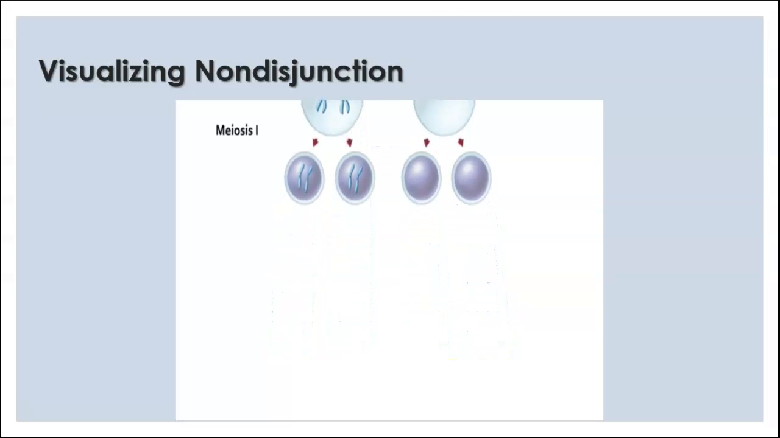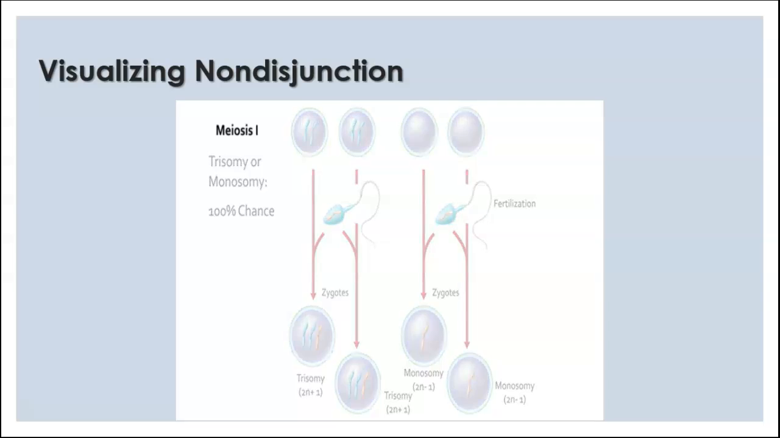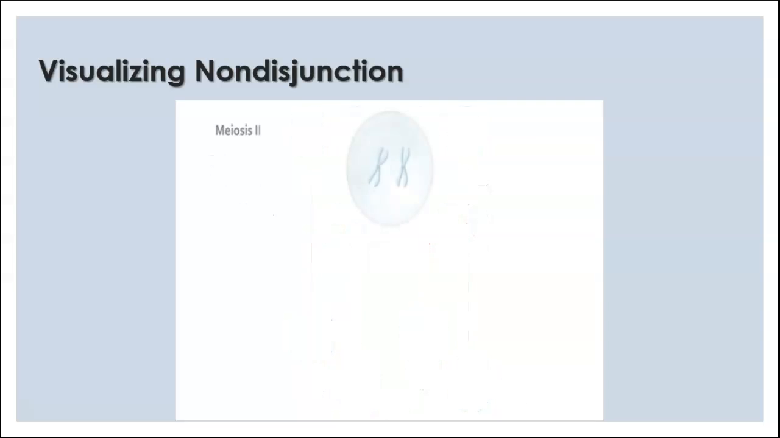When a haploid sperm fertilizes an egg with an extra chromosome, trisomy occurs. When a sperm cell fertilizes an egg that lacks a chromosome, monosomy results. In this scenario, either a trisomy or a monosomy results. Nondisjunction can also occur during meiosis II.